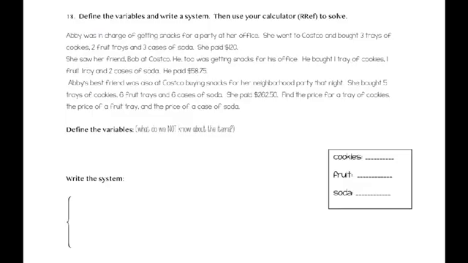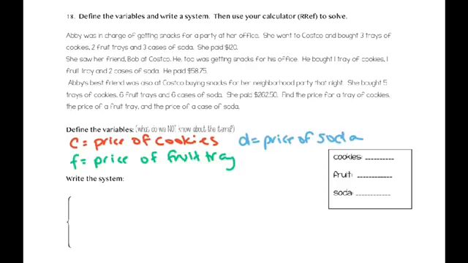In the question, Abby was in charge of getting snacks for her party. We tell you about how she went to Costco, and then she saw her friend, and then her other friend, and so they bought all this stuff, and you're going to write equations. First, we need to define the variables so that we know exactly what it is we're looking for. Okay, remember that we're looking for the price, and so I'm going to say that specifically when defining the variables. Okay, the system of equations comes next.